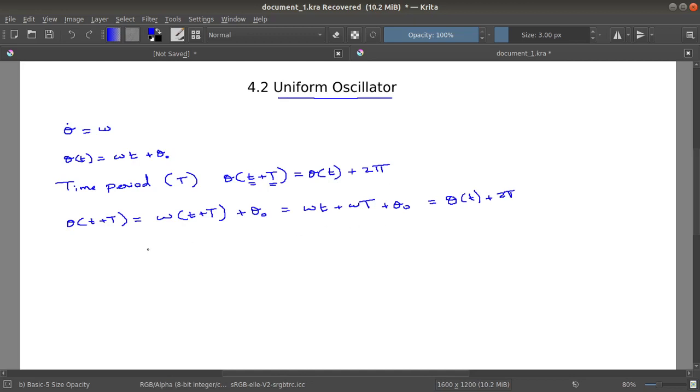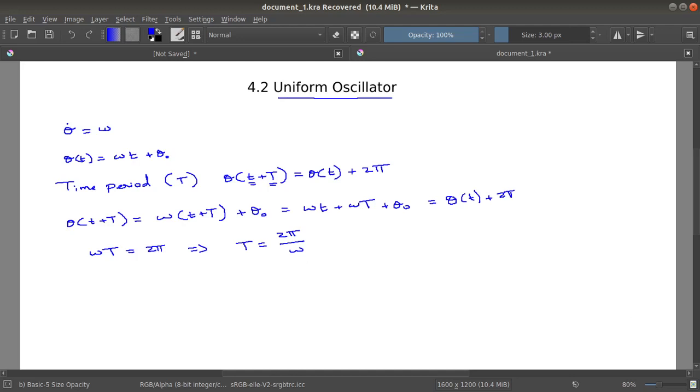From this, what I could say is omega capital T is equal to 2 pi, which gives me capital T equal to 2 pi by omega. So if I see a system like this, which is a flow on the circle, then the time period is very simple, which is just 2 pi divided by that constant. So that's the time period.